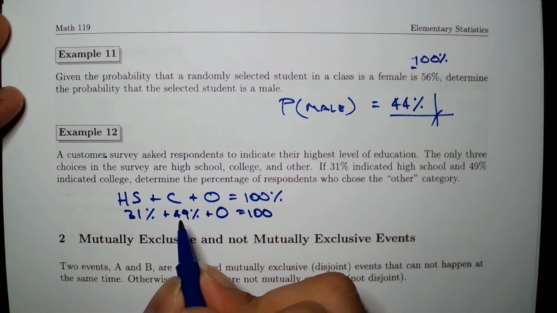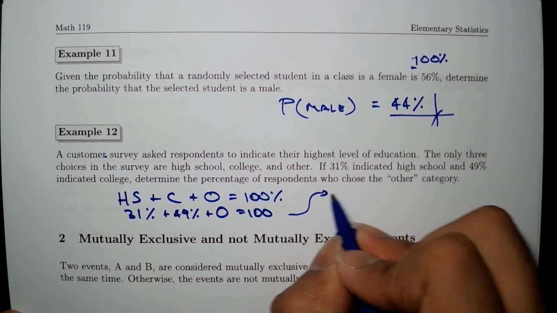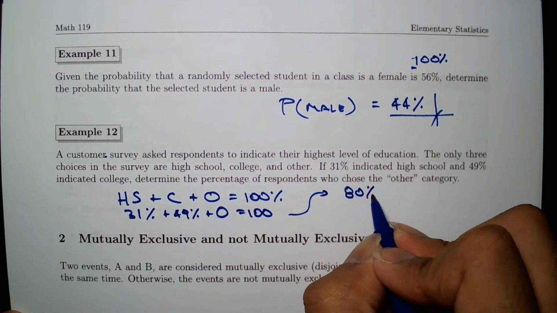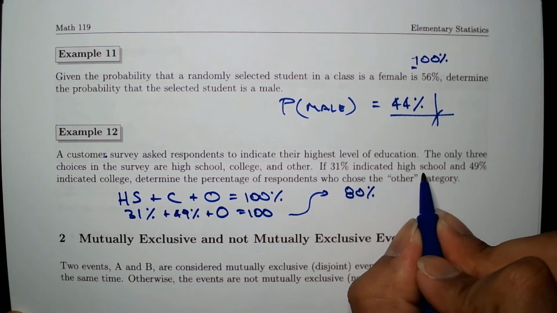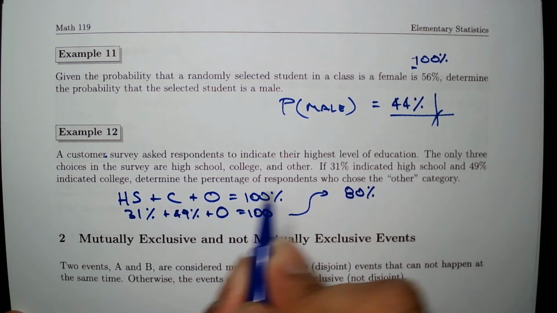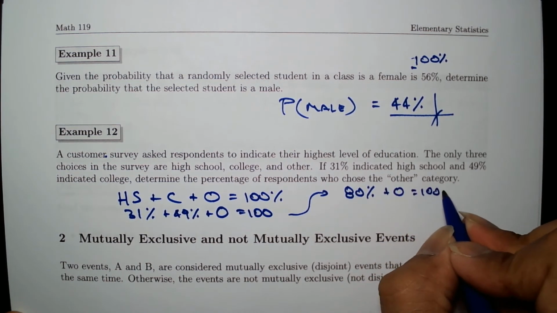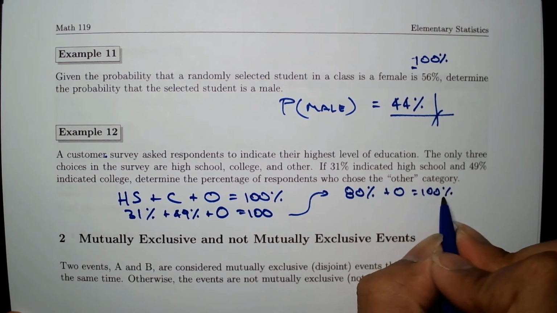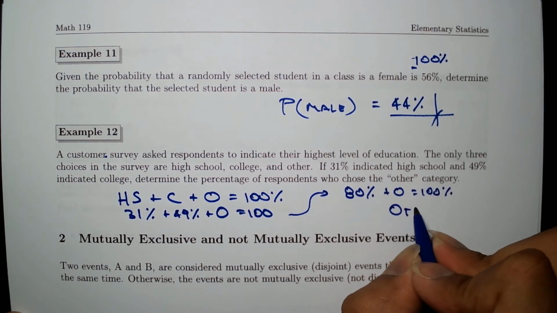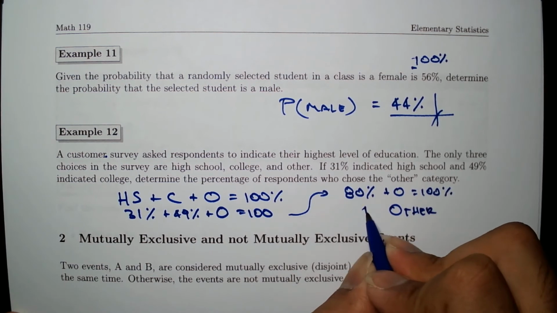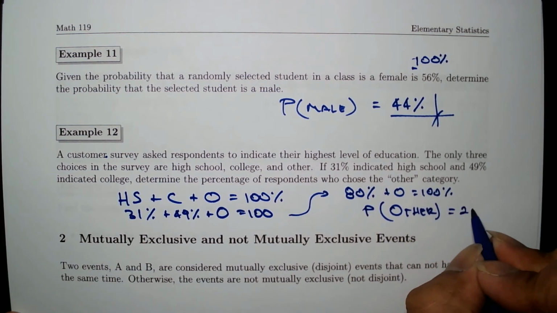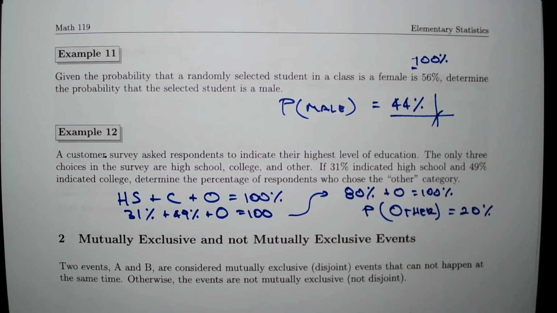So what do we have? 31 plus 49, that's an 80. 80% are comprised by the people who have a high school and a college degree. And then other will be, well, subtract 80% from 100%. The probability of other, it's 20%. All right. So these are basic, very, very basic calculations of probability.